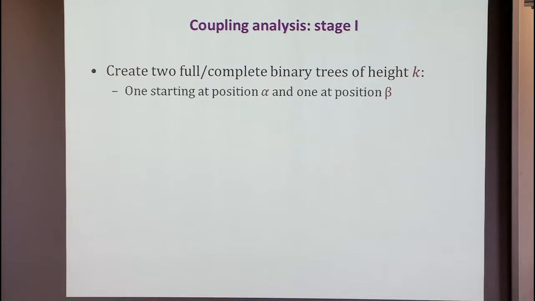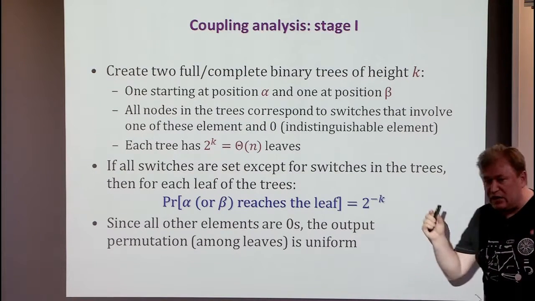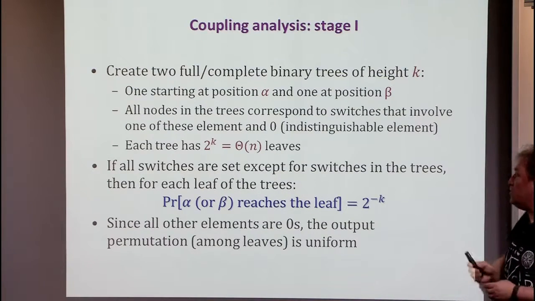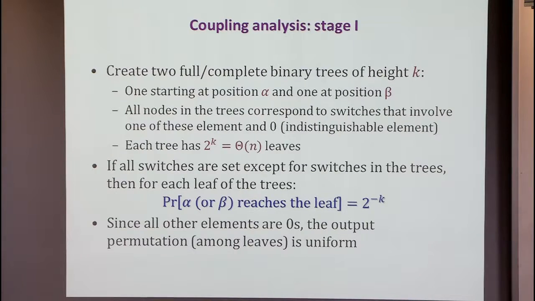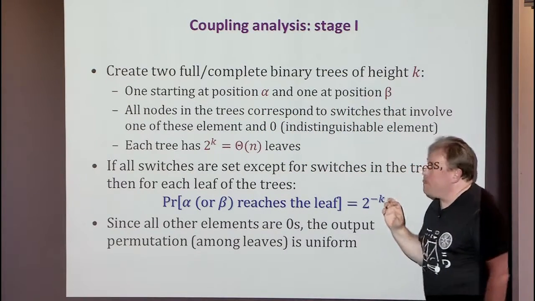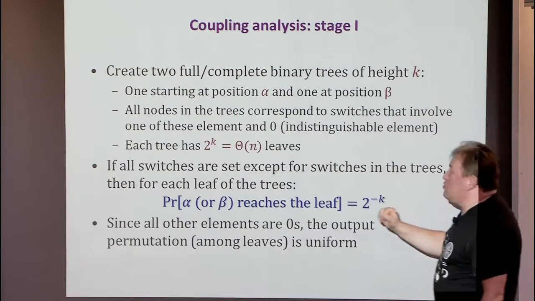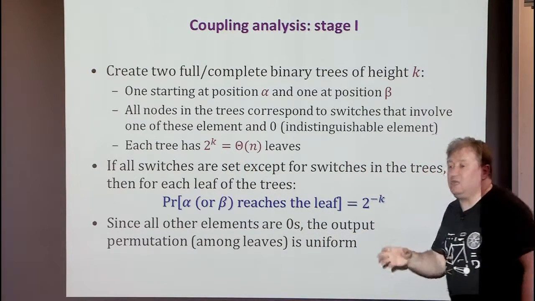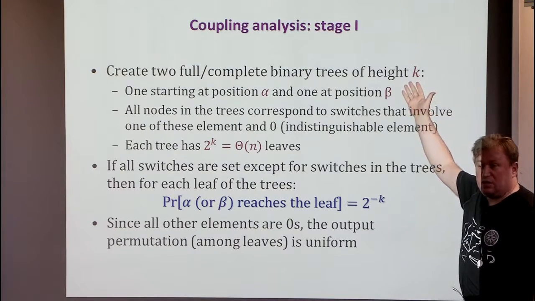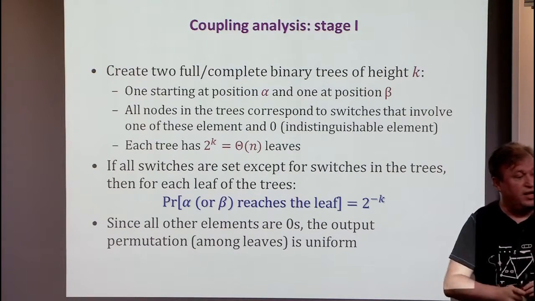So let's go into details. Okay, so this is stage 1. In stage 1, we want to increase the number of positions where these elements differ. So we'll do this by building some full binary trees. We'll have one binary tree starting at position alpha, another at position beta. All these trees will be full binary trees with the same depth, so all of them will have 2 to the k leaves, which will be a linear number. The idea is that if we set up all the switches in the network outside this tree, which I will show in a second, then the probability that the element alpha will reach any of the leaves is uniform, and the same is true for the element beta.